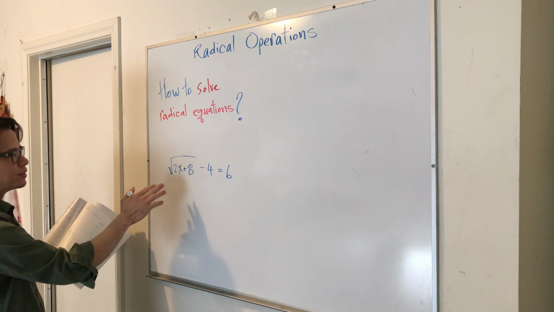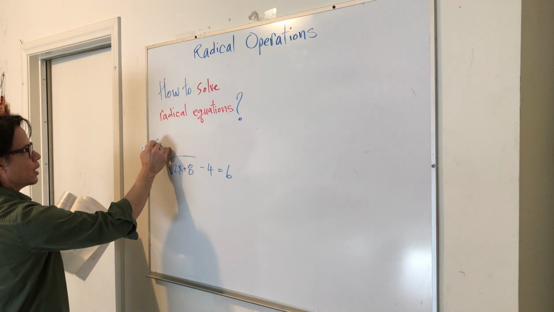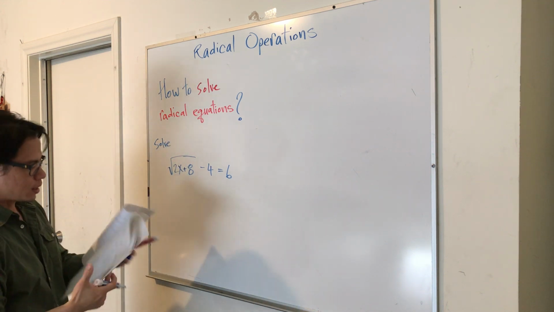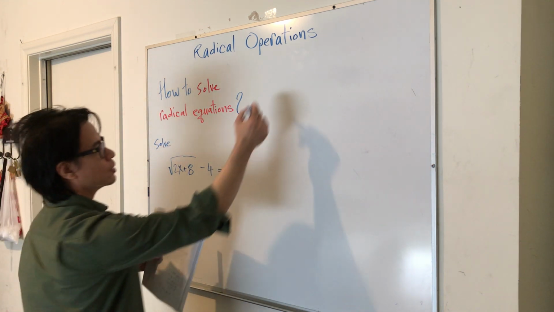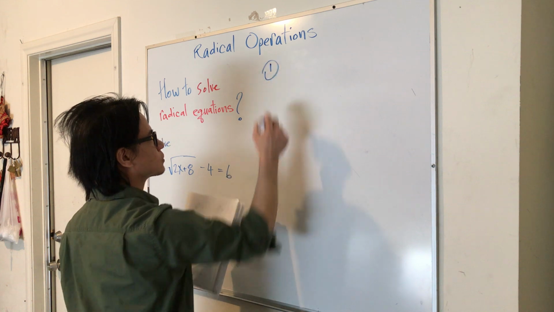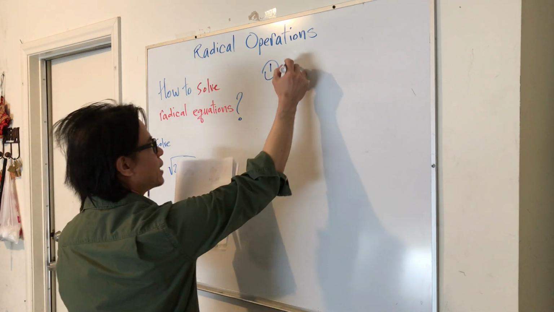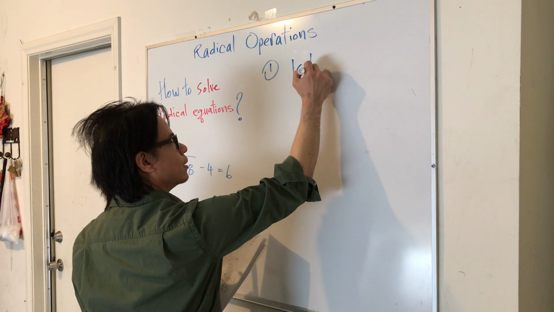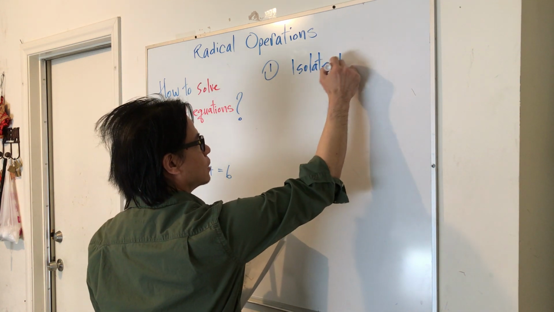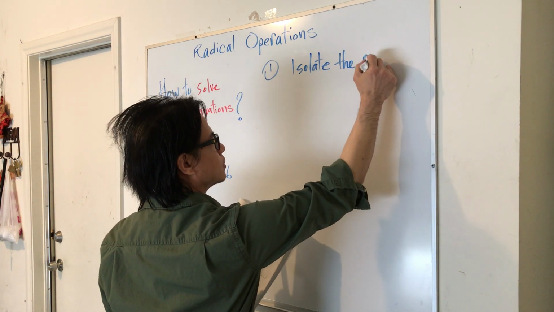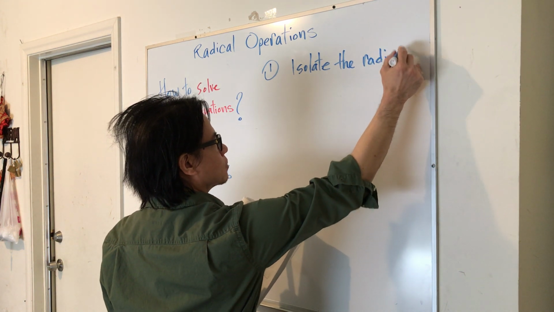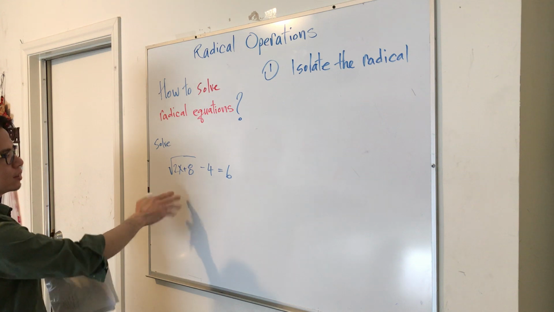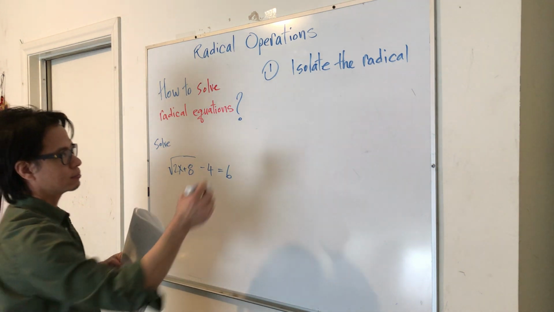In order to solve this type of equation, you need to follow these 3 steps here. So let's make a note of this. Step 1, you need to isolate the radical, meaning you want to get the radical to one side, and here it's already on the left side, so we're good there.